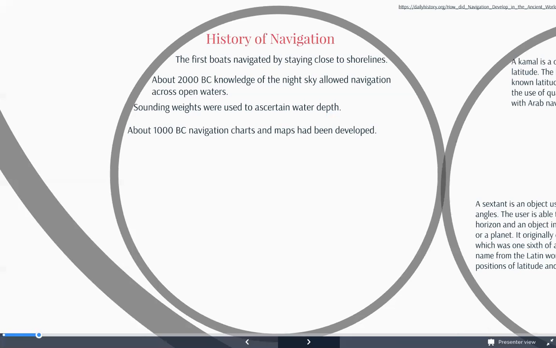Then around 1000 BC, so we're talking 3000 years ago, navigation charts, maps. And so these were pretty much sort of around that Middle Eastern part there, around the Mediterranean. So you had Greece, the Greek civilizations, following on from the Egyptians, and we started developing maps and charts.